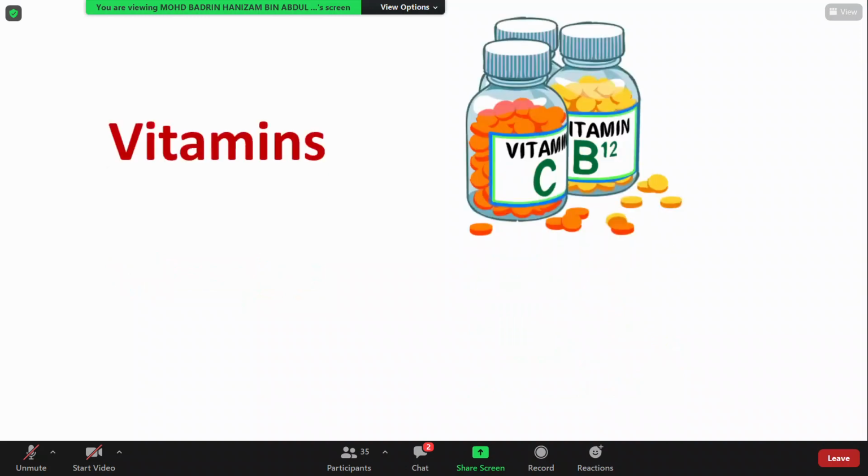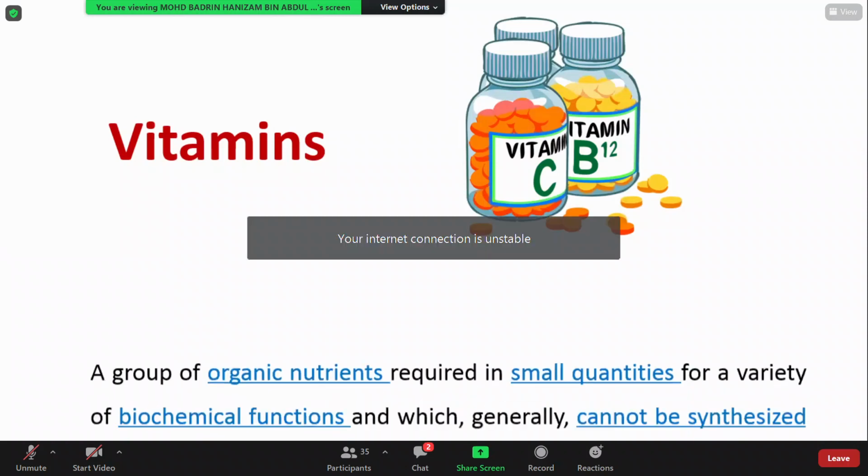Okay, vitamins, nothing new. Since we were little kids, and up to now, I'm sure that all of you know what vitamins are, and the types of vitamins. Maybe during this lecture, some of the knowledge may be something new for you in terms of the role of vitamins in metabolism and so on.